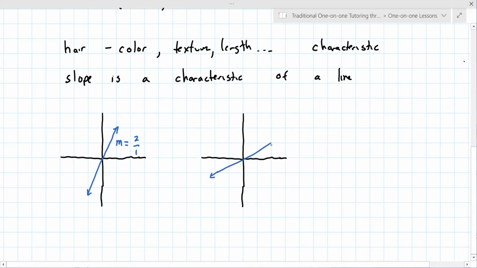Any changes like that. This one has a slope of 1/2. So think of the graph on the left as someone with brown hair, and the graph on the right is someone with blonde hair. They're not the same, but they're both hair, as an example. The slope on the left here is 2/1. That means it goes two up and one right. So if I start here, I'm going up two, and then right one.